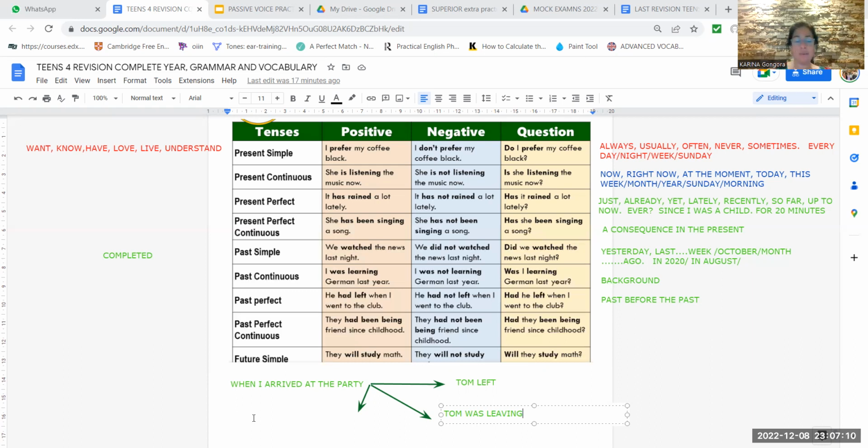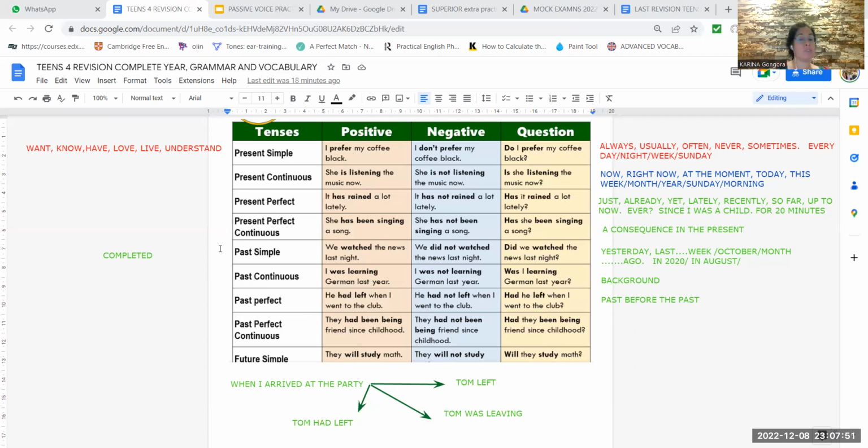The last one is very different because the last one is going to be when I arrived at the party, Tom had left. In this case, I always ask the same question. Yes? I never saw Tom. Nunca lo vi. ¿Por qué? Porque se fue antes de que yo llegara. Esto es past perfect. Is the past before the past. Y acá tenemos el ejemplo, right? He had left when I went to the club, right? Él se había ido, no lo vi en el club. All right?